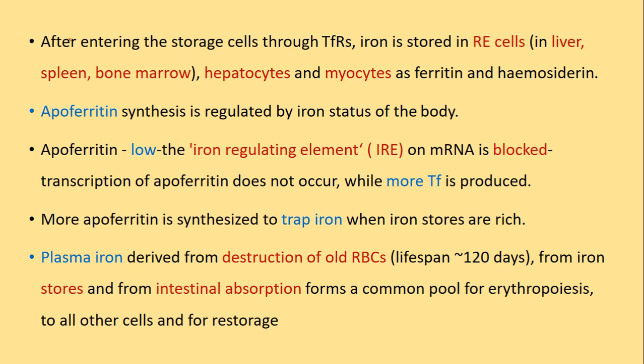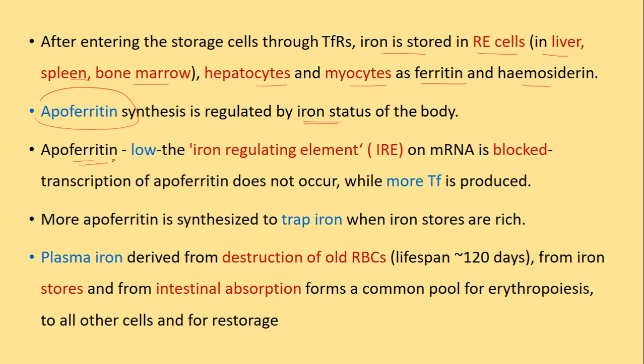So once they enter the storage cells through the transferrin receptor, the iron will be stored in the reticuloendothelial cells like liver, spleen, bone marrow, hepatocytes and myocytes as ferritin and hemosiderin. So remember the apoferritin synthesis. Apoferritin synthesis is mainly regulated by iron status in the body.